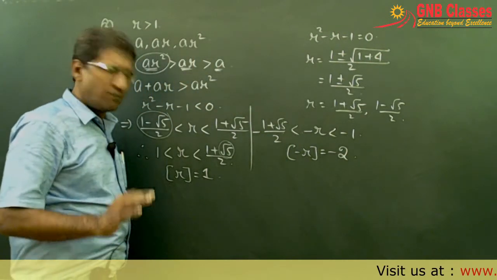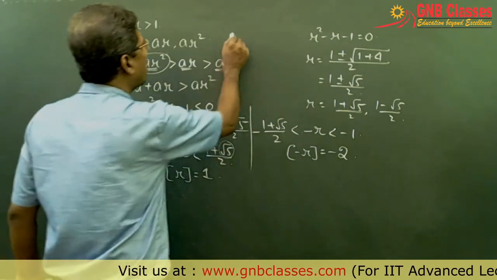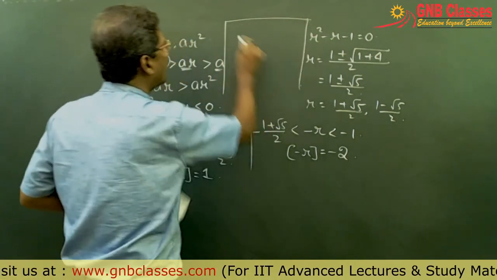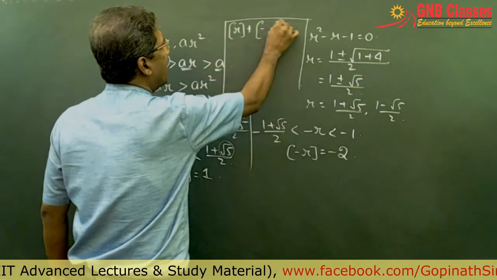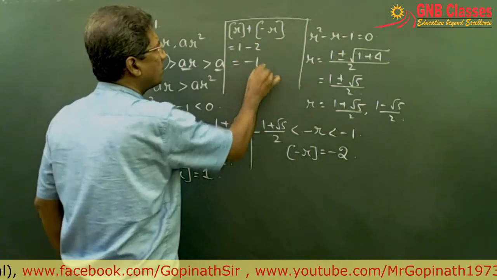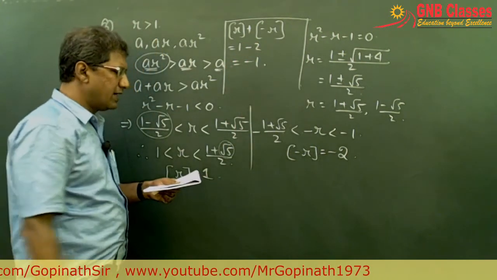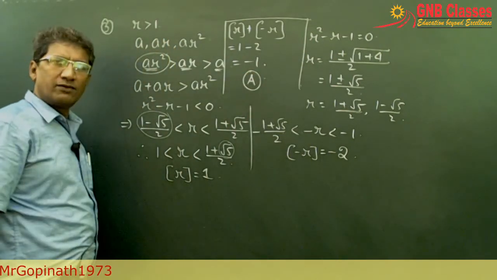Is it clear to all of you? Now they have asked us to find out the value of box of R and box of minus R. So that gives you 1 minus 2, which is nothing but minus 1. Thus, your option A is correct for question number 3. Is it clear to all of you?